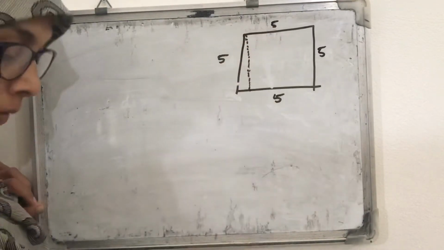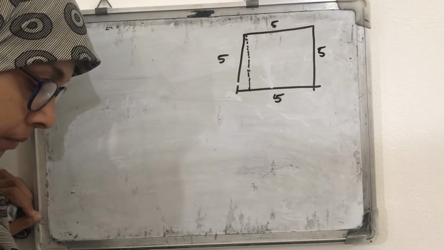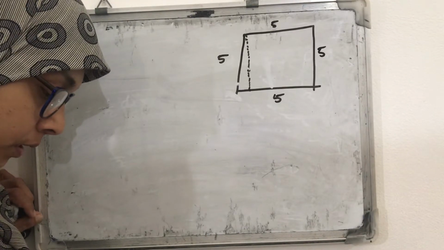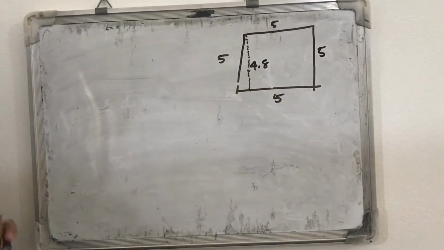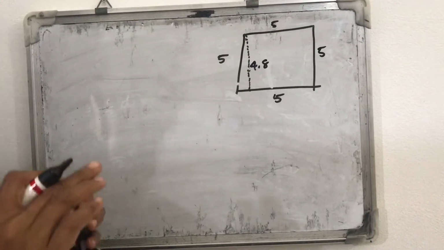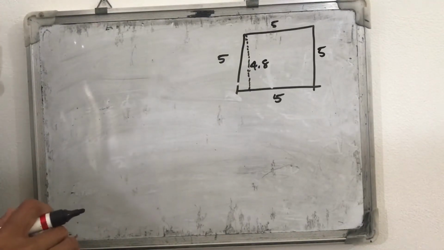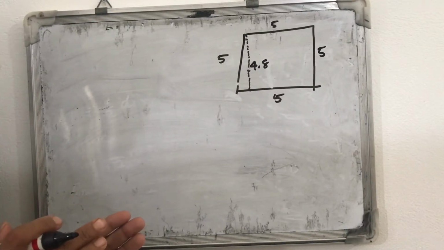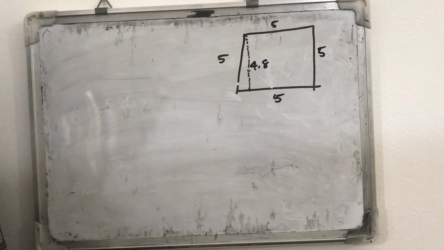So its height is given as 4.8 centimeter. Now here the area is not given, but we have learned the equation for finding the area of a rhombus. Its equation we know, half into D1 into D2. If you know the diagonals of the rhombus, it is very easy. We only need to substitute that.